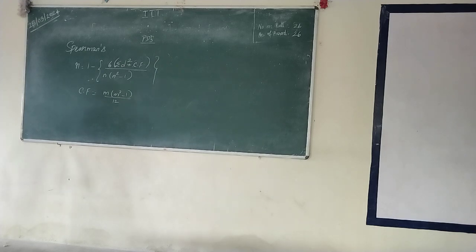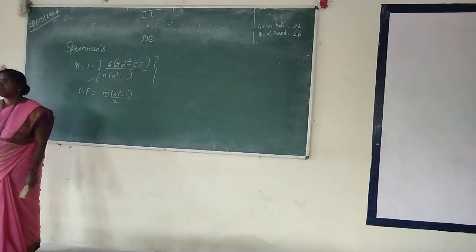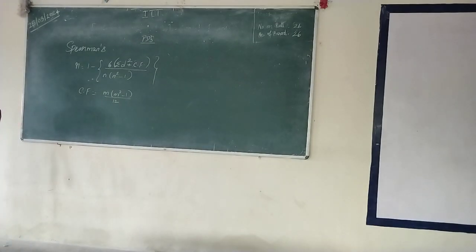Where m is the number of times your rank is repeated. M is the number of times your rank is repeated. So the formula is also very simple. Solving is also easier than your called cases, because we are going to allocate the rank and just subtract the ranks to find our D value. Okay, so take the first problem.